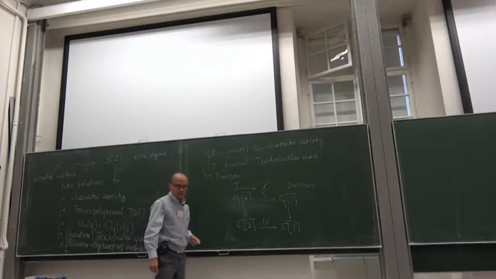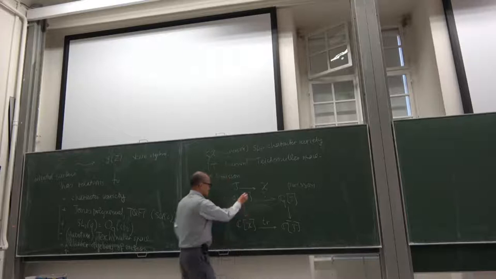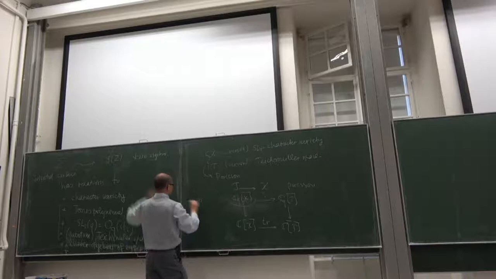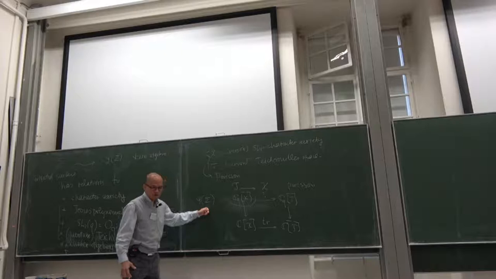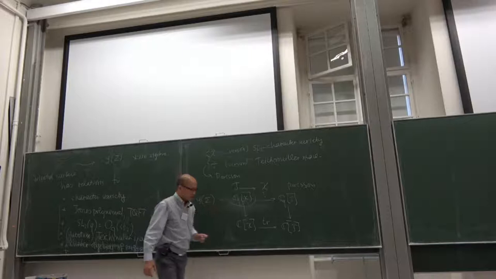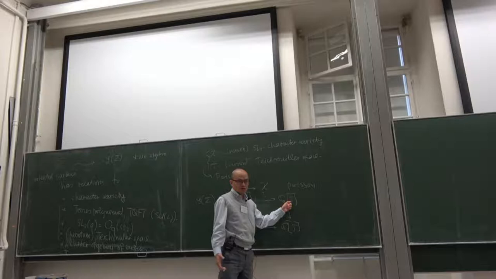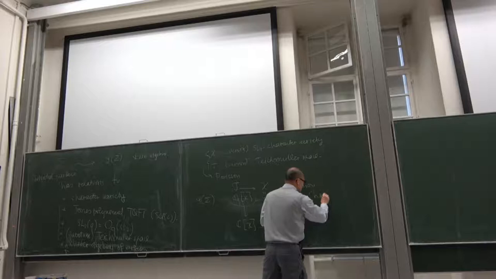Actually, this quantization here is of the character variety, and it is the skein algebra that I will define, the main object of my talk. The quantization of the character variety could be the skein algebra. The quantization of this here is the Chekhov-Fock algebra, the quantum Teichmüller space, and also Kashaev.